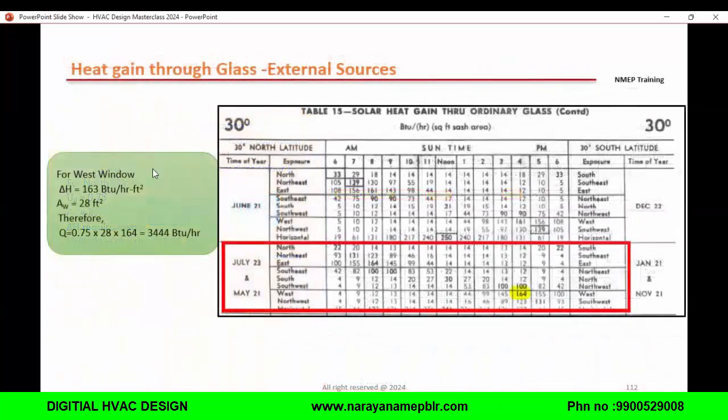Next, similarly for the west window, we will find out. For the west, in the evening at 4 p.m., you will get the highest value, you can see here. So that value you put in, and already you know the area of the window, right? 7 by 4, 28.